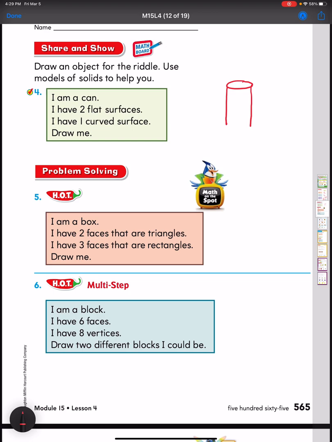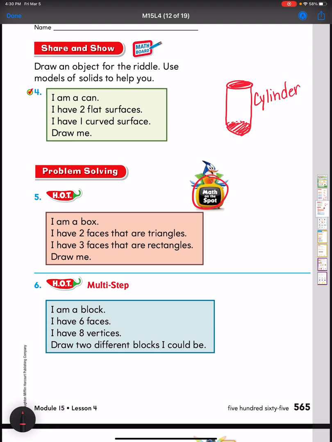So I'm going to draw my cylinder. 2 flat surfaces. So here's one, and here's my other one. And then my curved surface is kind of in the middle. A cylinder. Remember, you are only doing the best that you can do. It doesn't have to be perfect, and you can always pause my video. And I want you to pause my video if you have not watched your math on the spot, and then come back to me. This one's tricky.